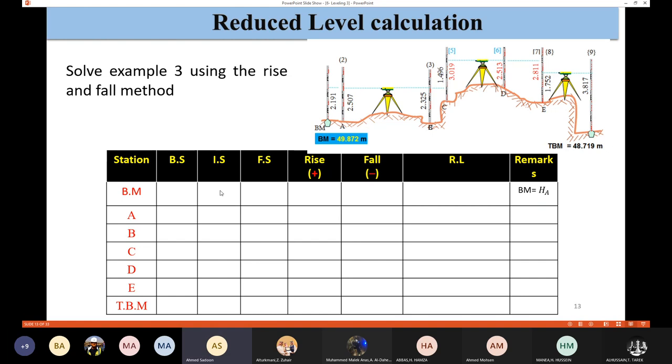Again, the way that we fill this table is similar to the height of an instrument, no difference. The only difference in here, we are going to replace the height of an instrument table with two columns, a column for the rise and a column for the fall. These columns represent the difference between two consecutive points. So now I'm going to fill in the readings as we have learned from the height of an instrument method.